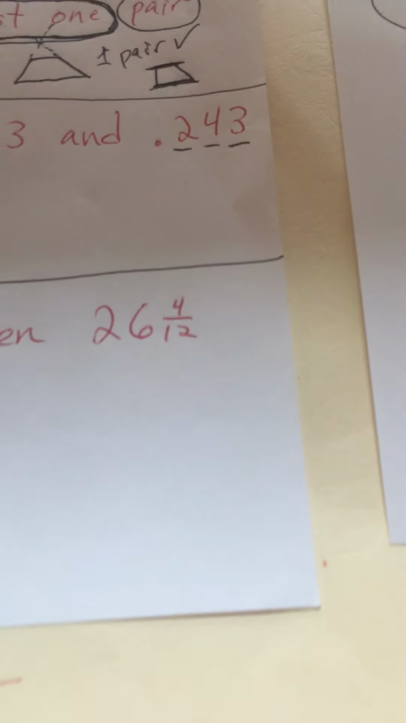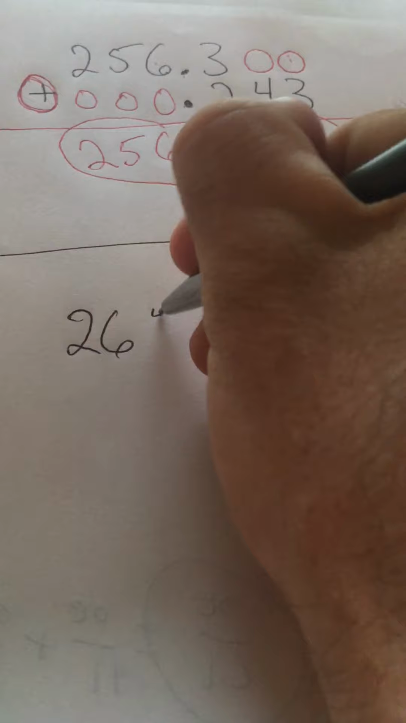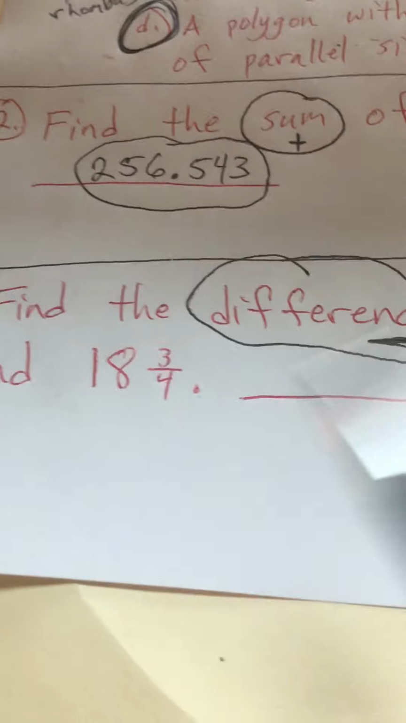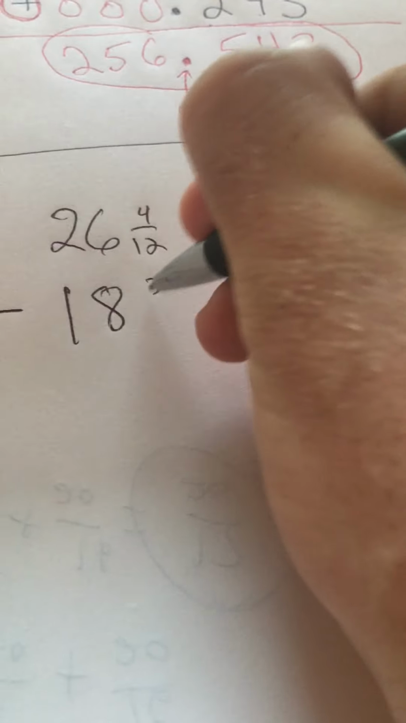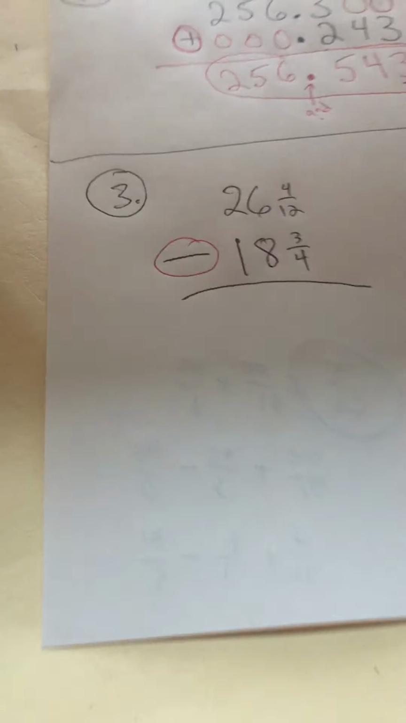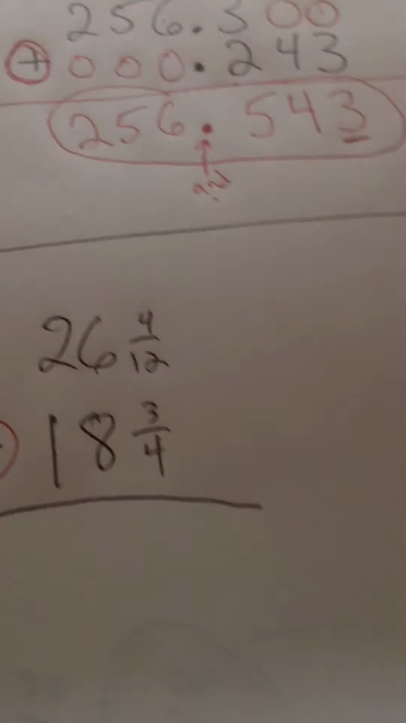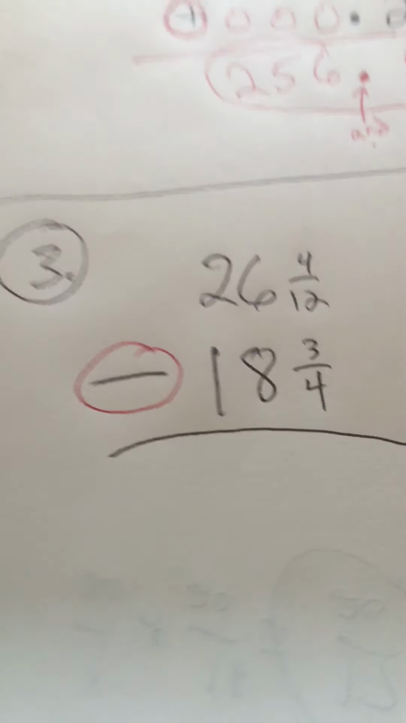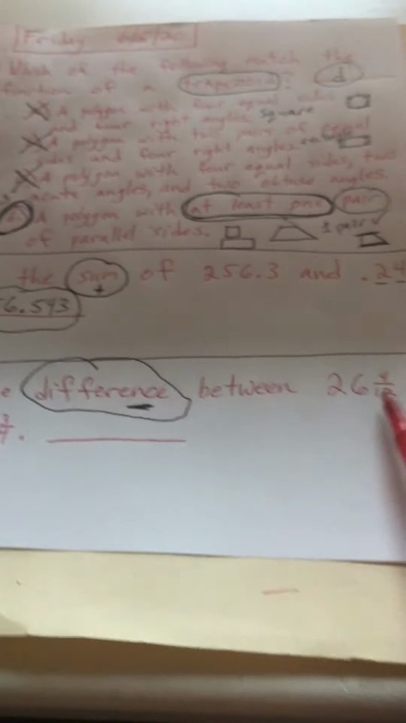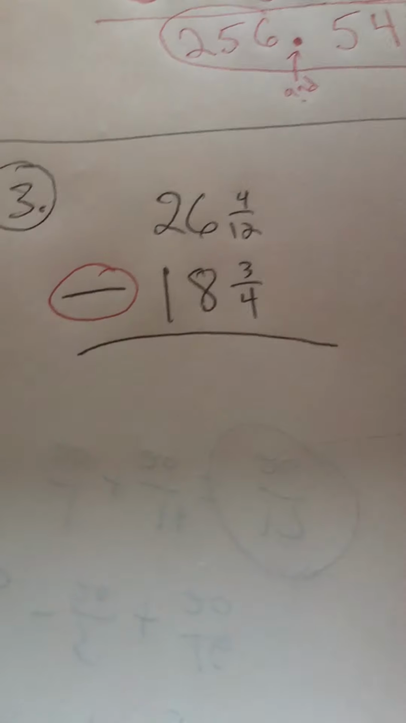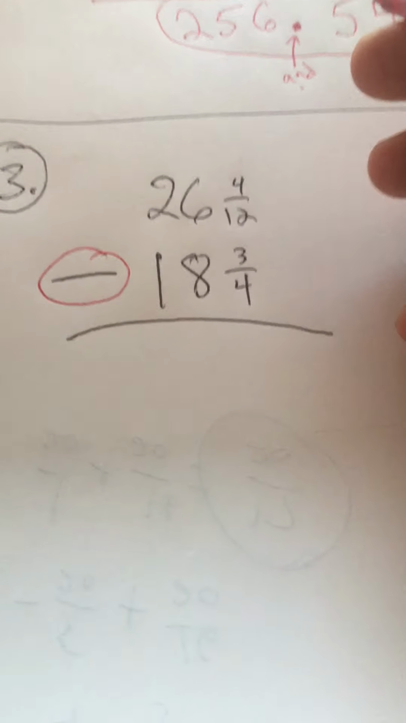Okay, so we're going to do 26 and 4/12. We're going to subtract to find the difference. 18 and 3/4. Then I'm going to check one more time, make sure I have them right. Difference, we're subtracting. And I'm going to circle the subtraction symbol so I don't forget. Between 26 and 4/12 and 18 and 3/4. 26 and 4/12, 18 and 3/4. Good job. Sometimes I find that you guys write the wrong numbers because you're trying to work a little too quickly. So slow down, check a few times, make sure we're in good shape.